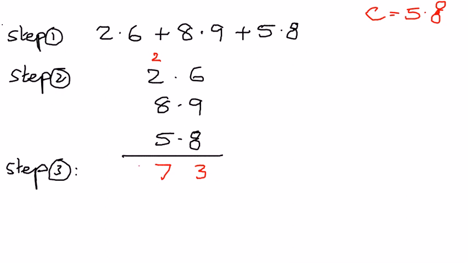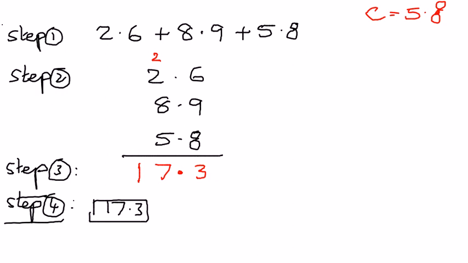Then since there are no more numbers to carry or to add, we write the 7 here to the left of the 7, and therefore in step number 4 we're going to come back and place the decimal point just below where the rest of the decimal places are located. So the decimal place is located there, and therefore 17.3 is our answer for this particular problem. When we add 2.6 plus 8.9 plus 5.8, the value comes out as 17.3.